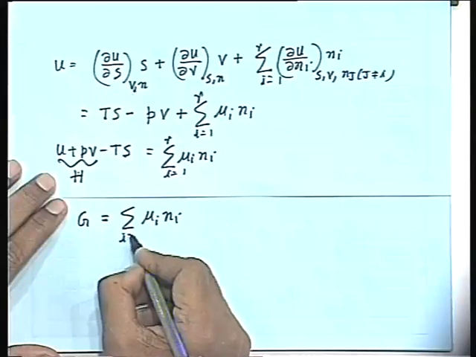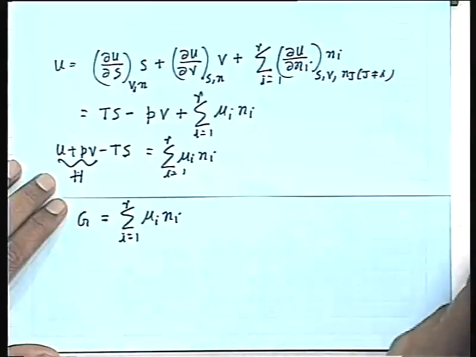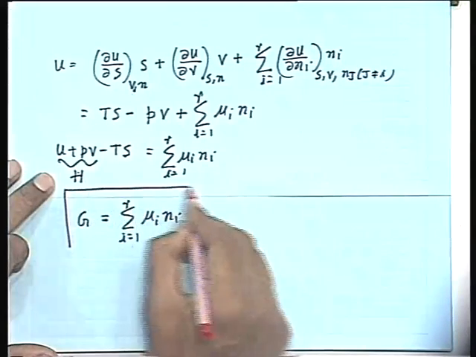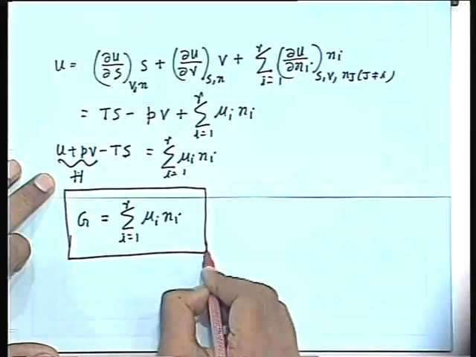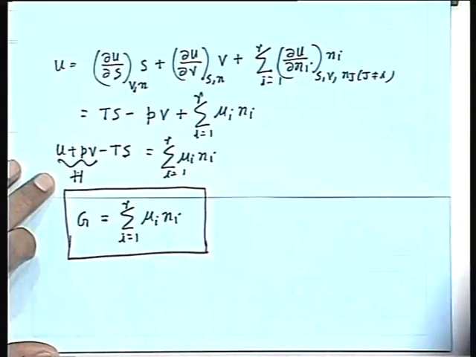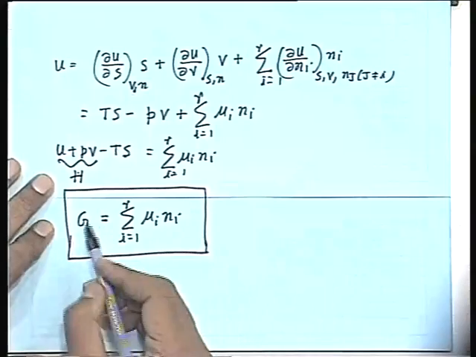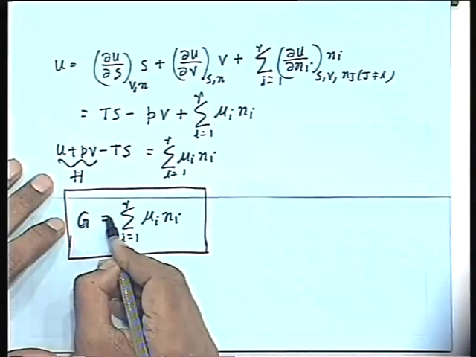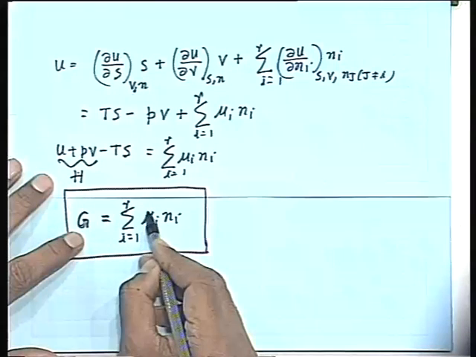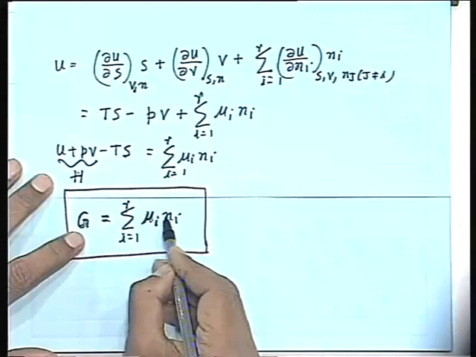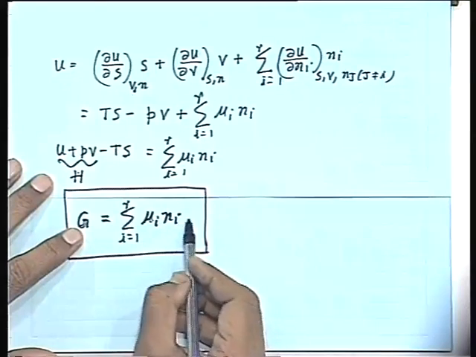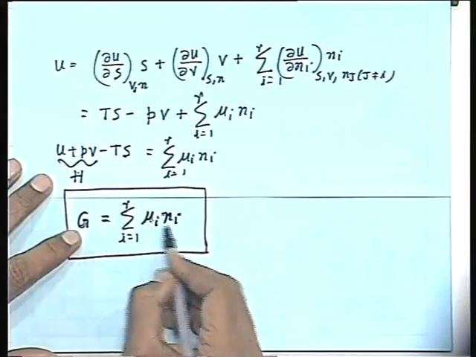It is a very useful relationship. G is equal to the sum over i = 1 to r of μᵢ nᵢ. So from this relationship we get a very important thing. For a multi-component system, the Gibbs function is the sum of the chemical potential times the number of moles. That means it is the molar weighted sum of the chemical potential.